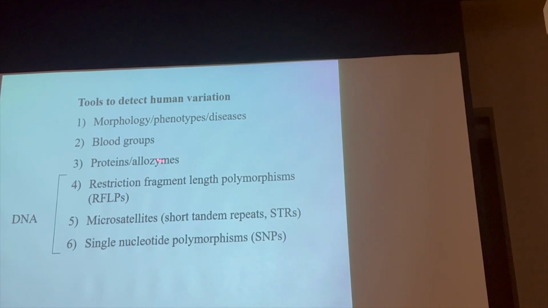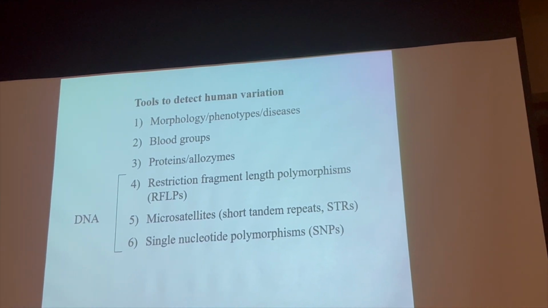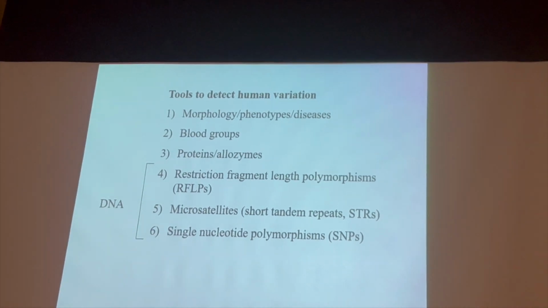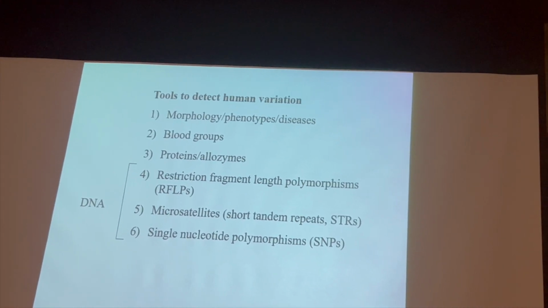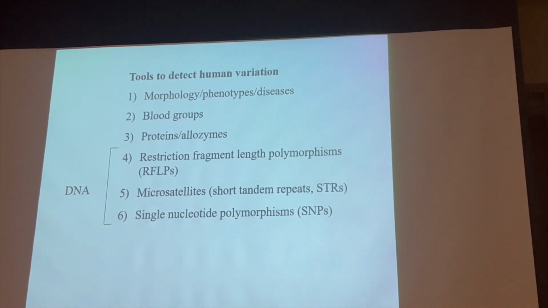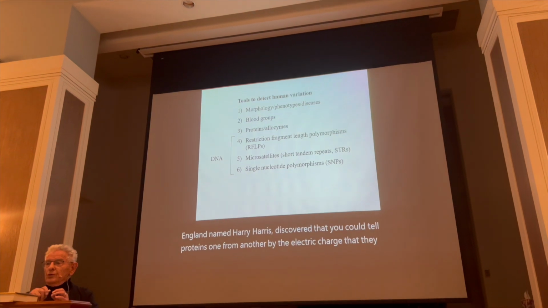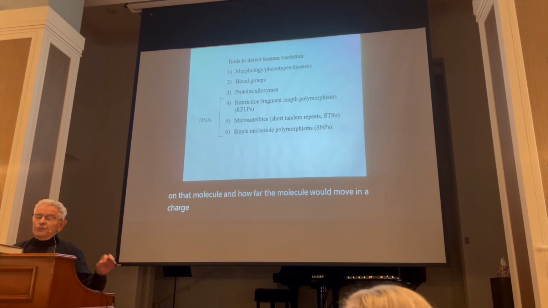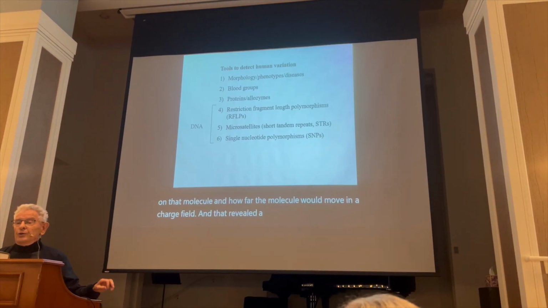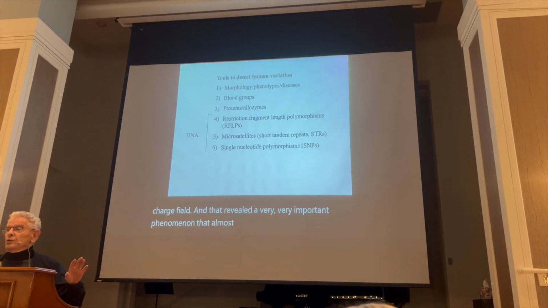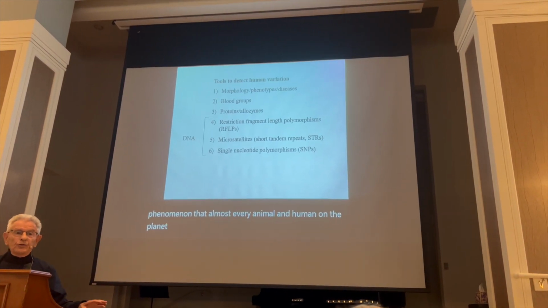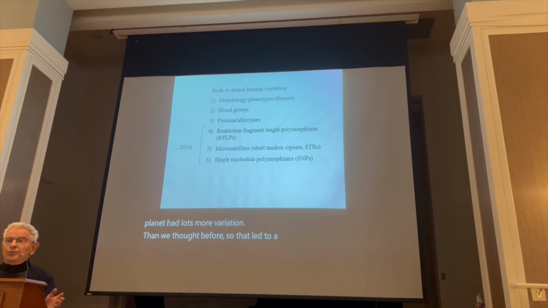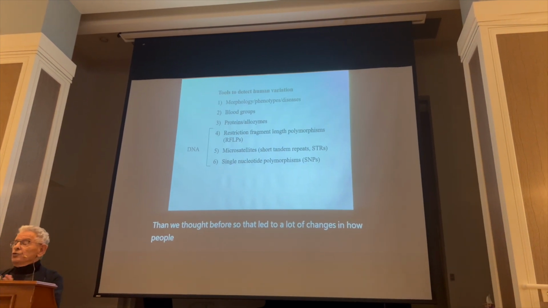The next thing, in the 1960s, 2 scholars, Lewontin and Hubby, and a third one in England named Harry Harris, discovered that you could tell proteins one from another by the electric charge that they had on that molecule and how far the molecule would move in a charged field. And that revealed a very, very important phenomenon that almost every animal and human on the planet had lots more variation than we thought before. So that led to a lot of changes in how people viewed evolution of humans, for instance.